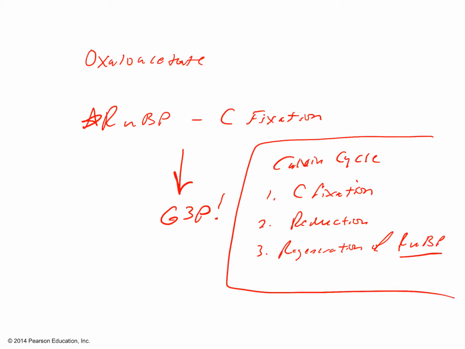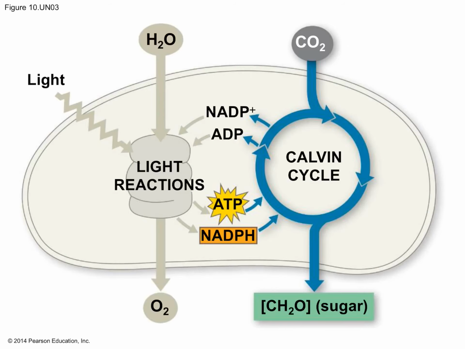All right, so just to remind you now, here we are in the Calvin cycle. Okay, so we have our ATP and NADPH coming in from the light reactions. We had CO2 coming in from the atmosphere. The leaf absorbed that. What we get out is 1 sugar. Okay, all right.